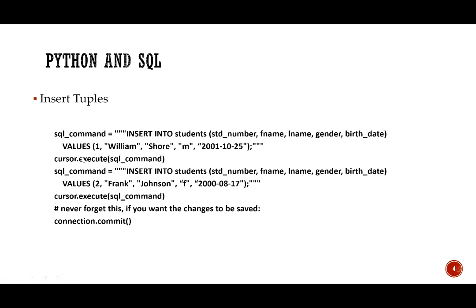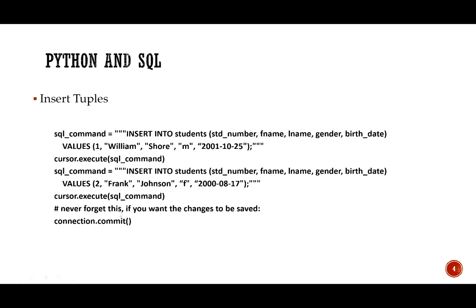And again, we need to execute this SQL command, so cursor.execute. Now let's say we want to add another tuple or another record. So I define another variable named sql_command. You can change this variable name if you want. INSERT INTO student. Again, we list the attributes we have for that table and values. Now you assign new values. Frank, Johnson, female, and the birth date. And then we execute this SQL command again.